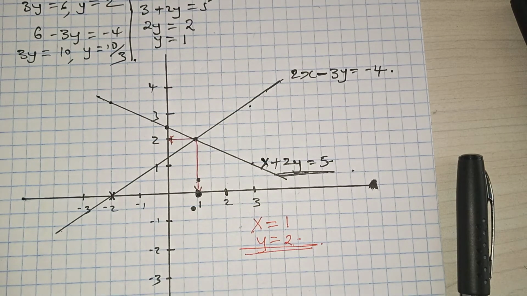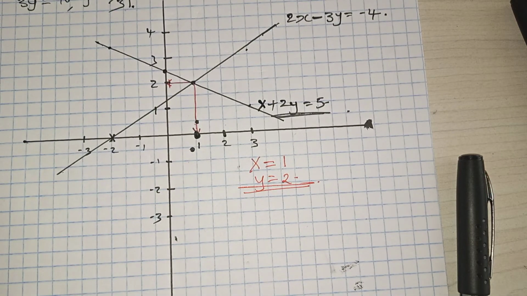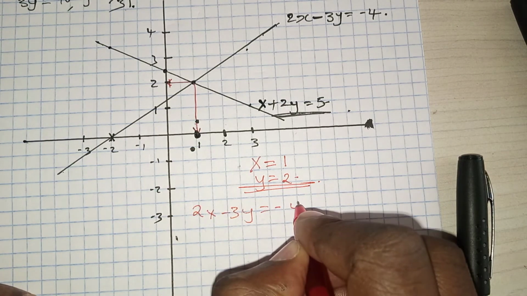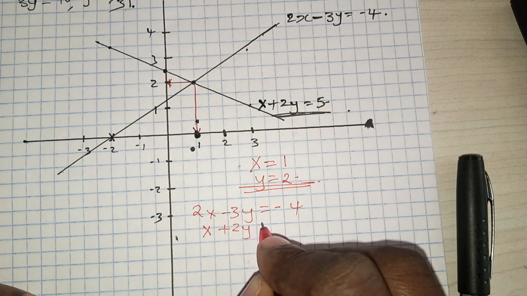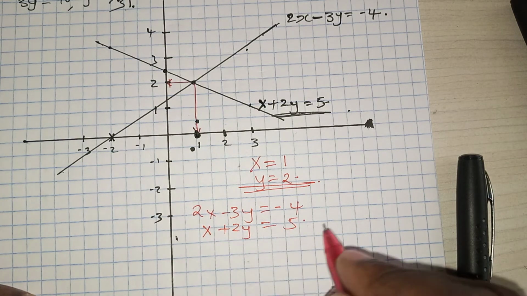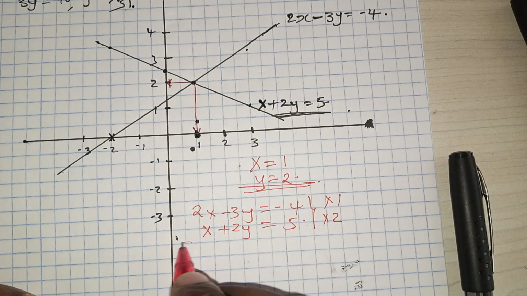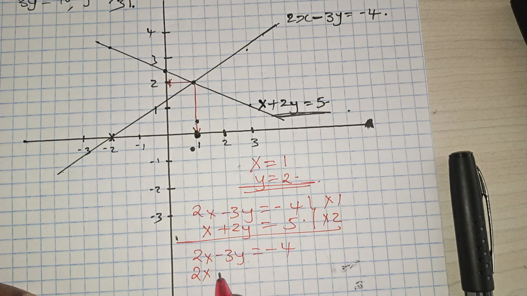Now, as we said, you can always verify this by the use of elimination method. Let's see if that is possible. 2x minus 3y is equals to -4, and x plus 2y is equals to 5. Let's multiply the first one by 1 and the second one by 2 so that we can balance the x coefficient. So 2x minus 3y is equals to -4, and 2x plus 4y is equals to 10.